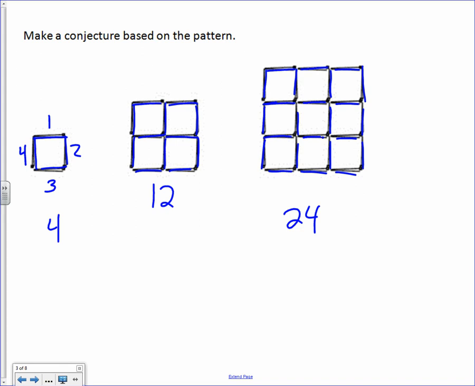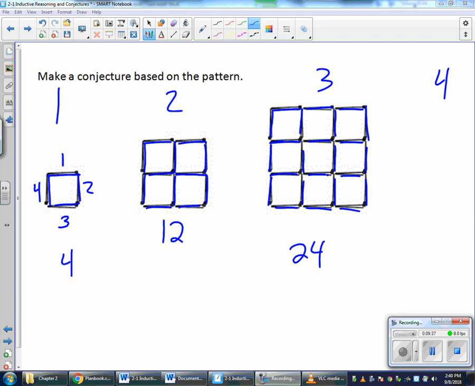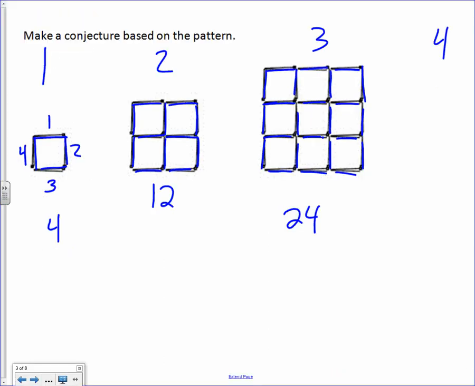In other words, we have 1, we have 2, we have our third pattern. A conjecture then would be what's our fourth pattern going to look like, and how does it relate to the pattern that we are already looking at. So I want you to take a minute and just think about that for a few seconds here. Okay, so again, we have our patterns here, and we have 4, 12, and 24.